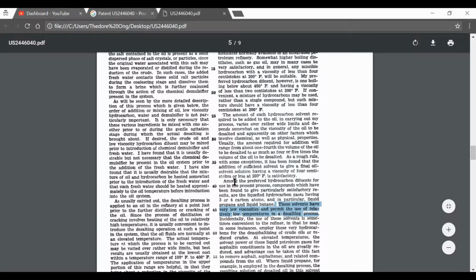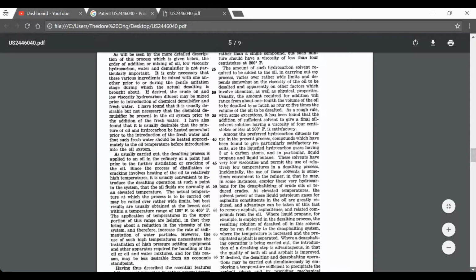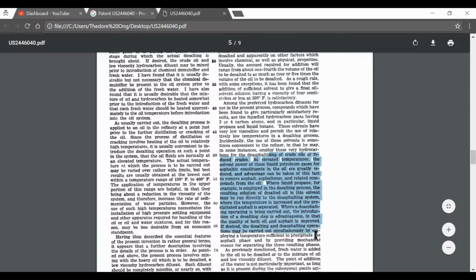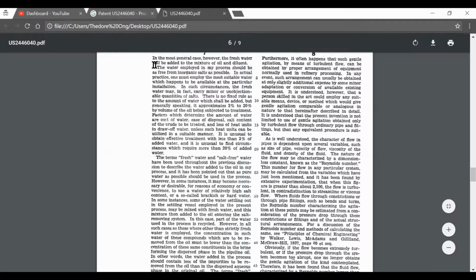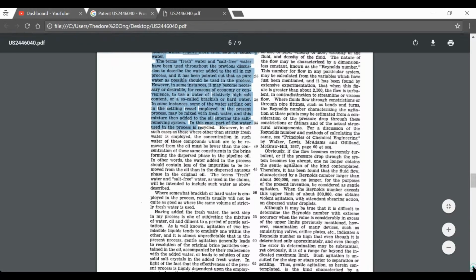Okay. And they have been found to give particularly satisfying results. Okay, so that is good. Then he gives the reasons why they are good. Oh my goodness, wow. Yes, it's a very detailed patent.